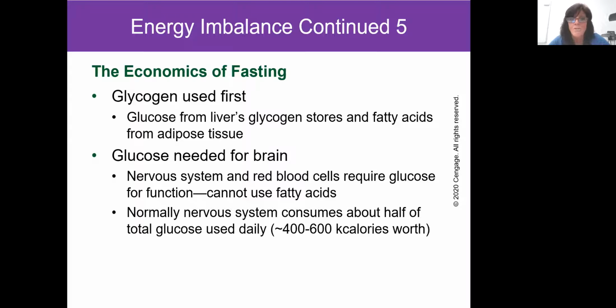So with fasting, the glucose, like I just said, comes from the liver, which stores excess glycogen. The glycogen will get used up first, right? And your brain needs sugar. Your nervous system and your red blood cells, you've got to have glucose. So there's got to be some carbs. You can't use fatty acids for that function. Your nervous system in total consumes about half of the total glucose that you use in a day, so give or take 400 to 600 calories' worth.